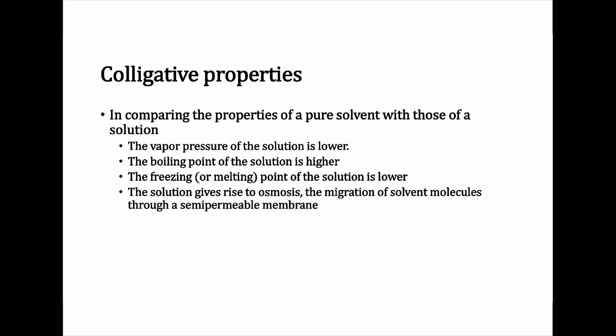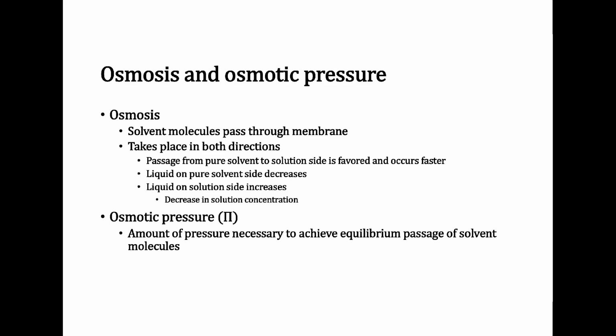The last colligative property that we're going to discuss is the osmotic pressure. And recall that osmosis is looking at solvent molecules passing through a membrane. So this can take place in both directions, but we're looking at the passage of a pure solvent going from the pure solvent side to the solution side. We're trying to reach some sort of equilibrium with concentration and pressure.